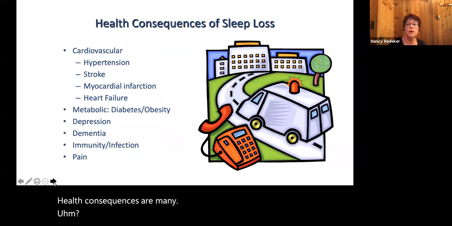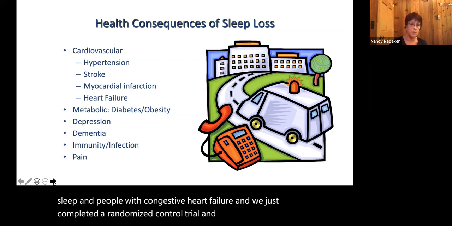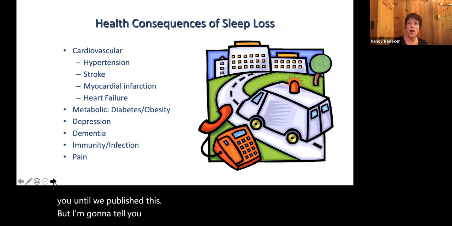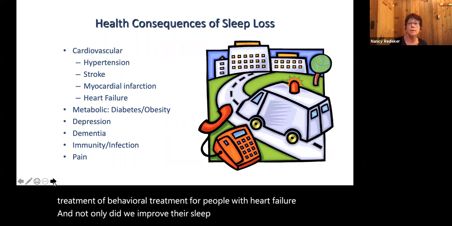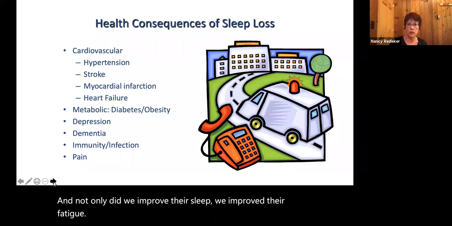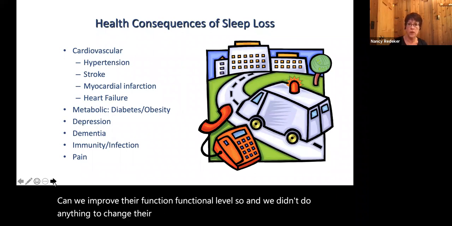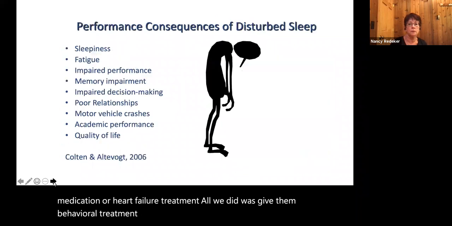So health consequences are many. We sort of talked about them, but a lot of my work is looking at sleep in people with congestive heart failure, and we just completed a randomized controlled trial. And I'm not supposed to tell you until we publish this, but I'm going to tell you anyway. We provided a behavioral insomnia treatment for people with heart failure, and not only did we improve their sleep, we improved their fatigue, and we improved their functional level. And we didn't do anything to change their heart failure medication or their heart failure treatment. All we did was give them behavioral treatment, which I'll share with you in a minute.